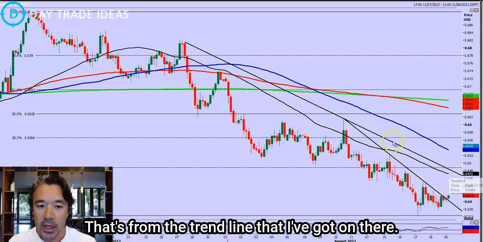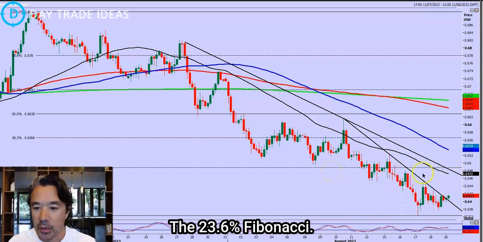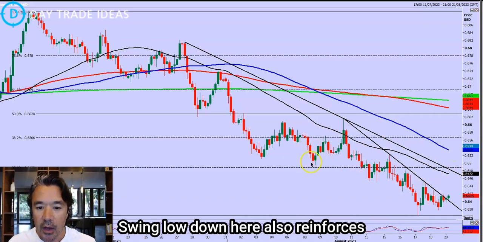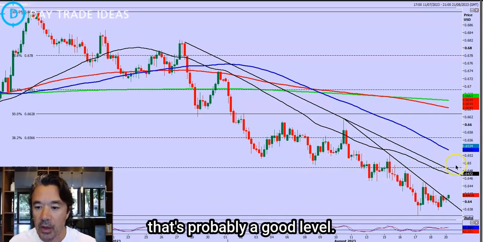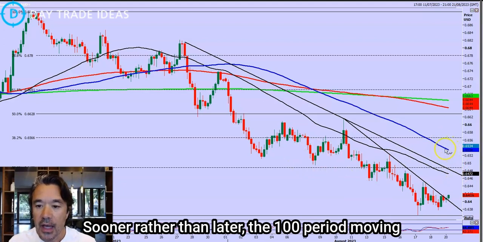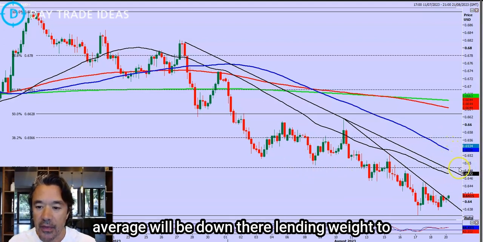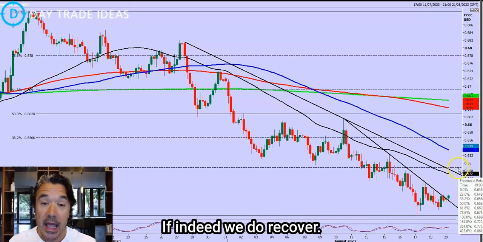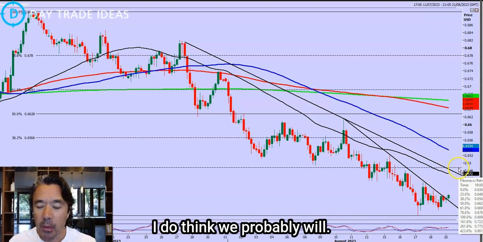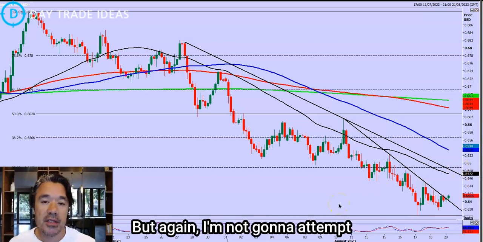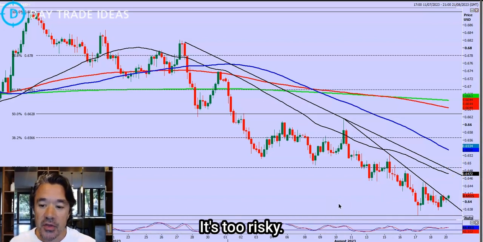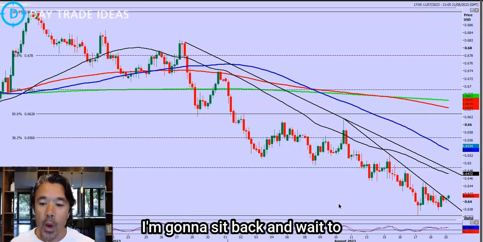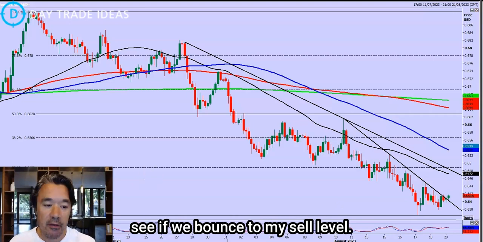That's from the trend line that I've got on there, the 23.6% fib. Swing low down here also reinforces that's probably a good level. Sooner rather than later, the 100 period moving average will be down there, lending weight to that area by the time we recover to meet it. If indeed we do recover, I do think we probably will. But again, I'm not going to attempt a long position in a bear trend. It's too risky. I'm going to sit back and wait to see if we bounce to my sell level.